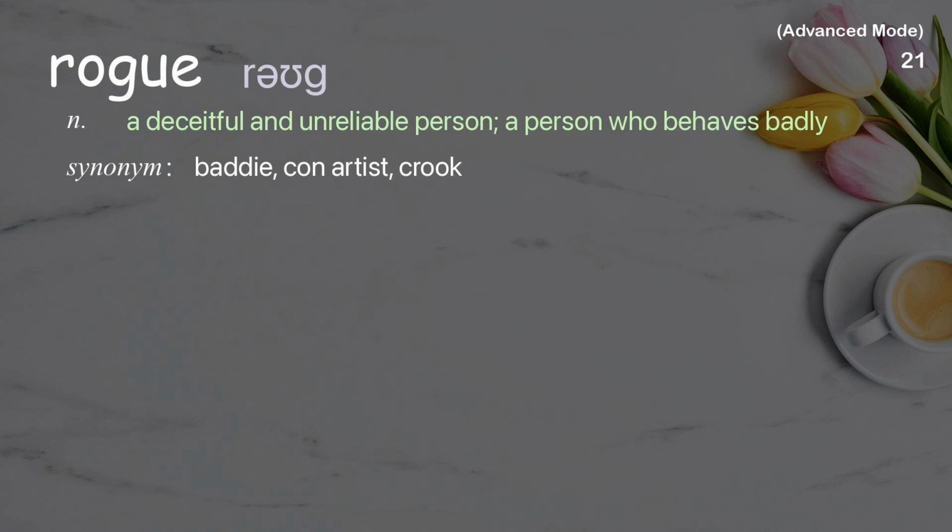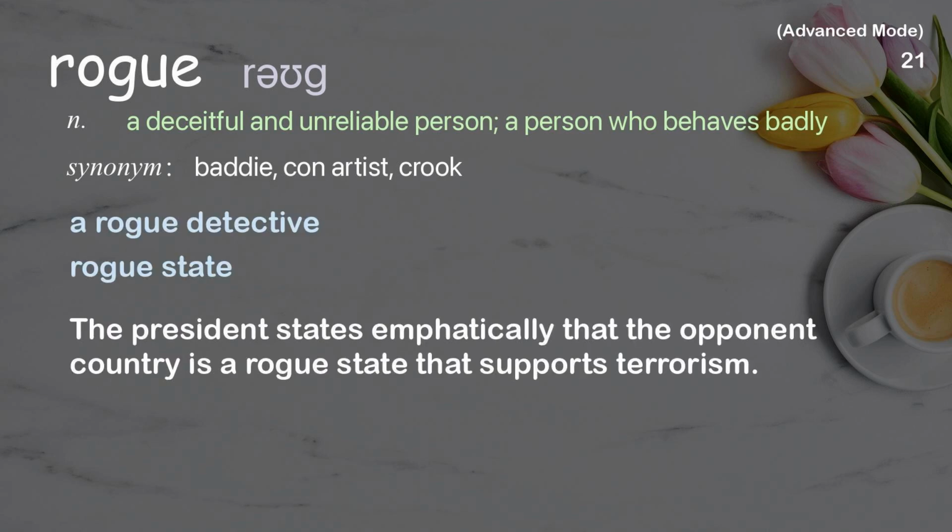Rogue. A deceitful and unreliable person, a person who behaves badly. Examples: A rogue detective. Rogue state. The president states emphatically that the opponent country is a rogue state that supports terrorism.